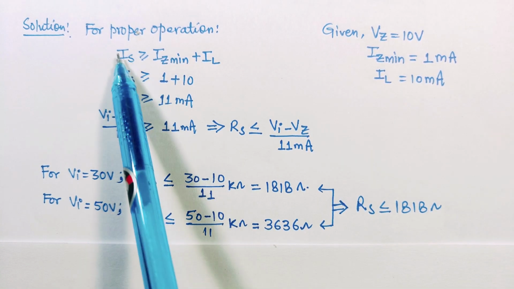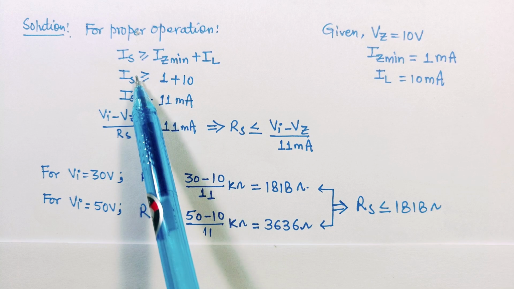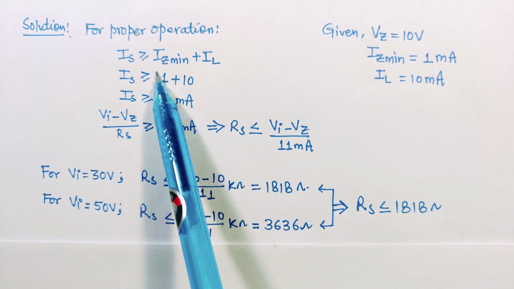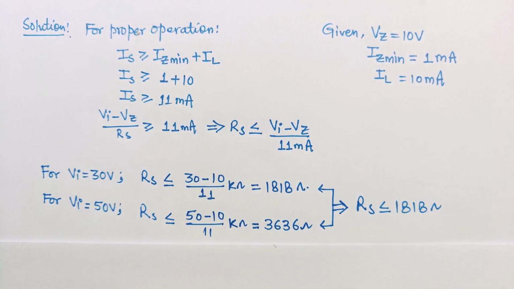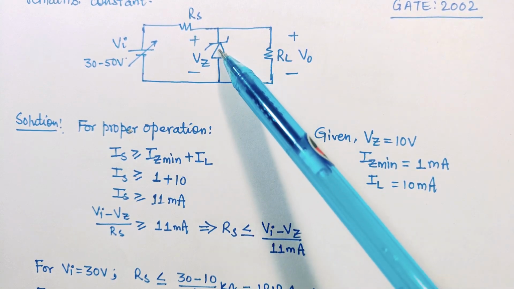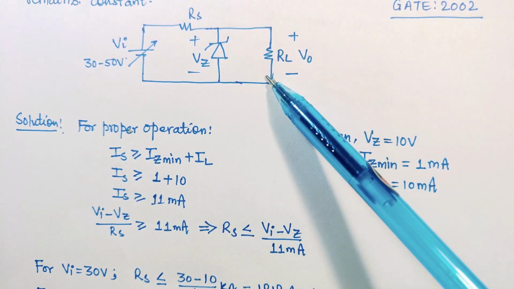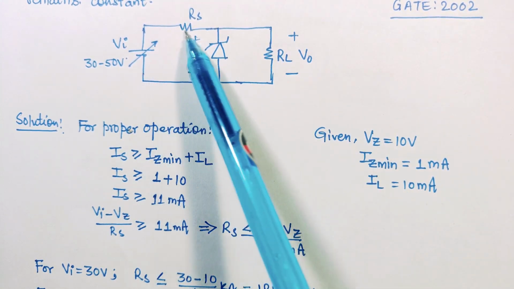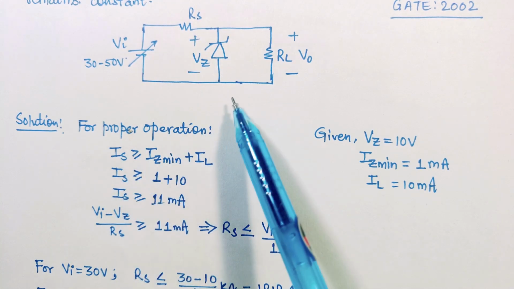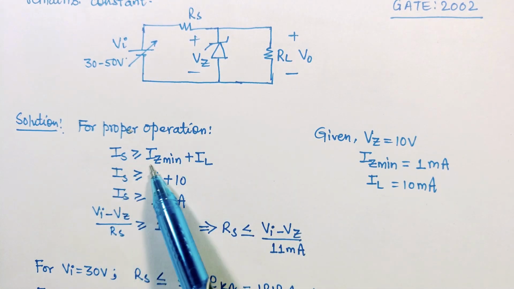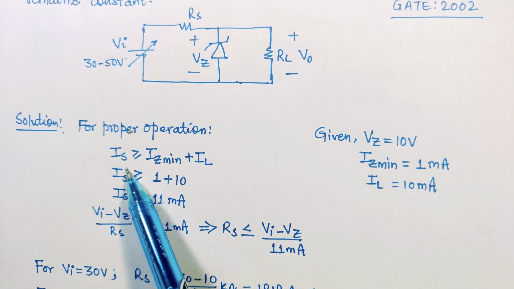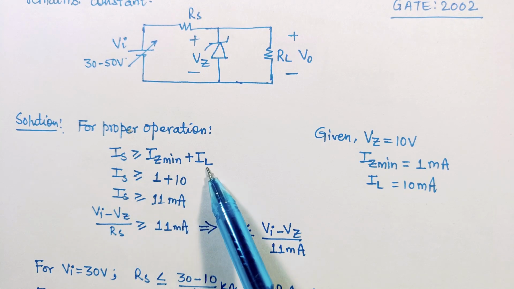As we had seen, for proper operation this equation can be written, that is Is should be greater than or equal to Iz minimum plus IL. So Iz minimum current flows in this Zener diode, IL current is flowing in this load, and Is current is flowing through this Rs resistance. So this circuit will work properly if this condition is satisfied. That means Is value should be greater than or equal to Iz minimum plus IL.